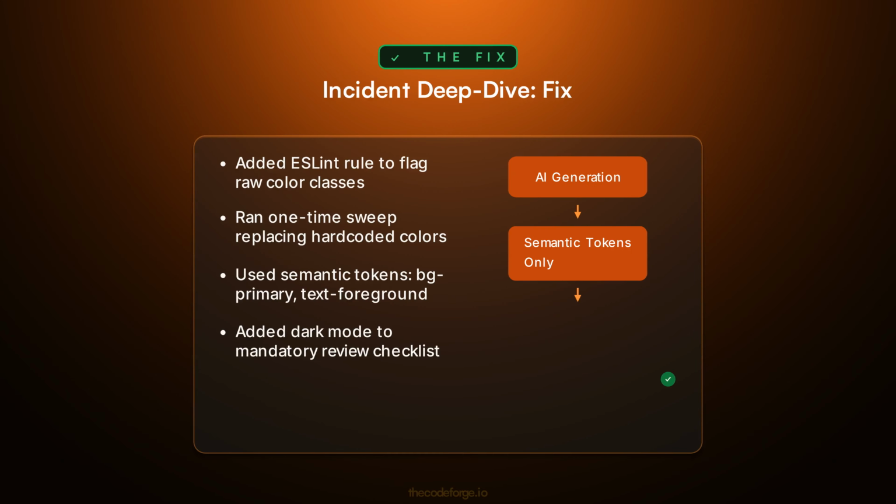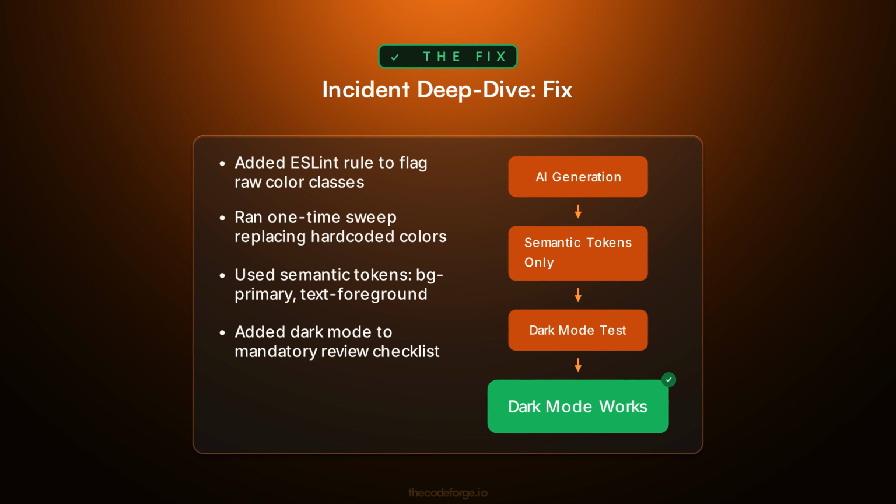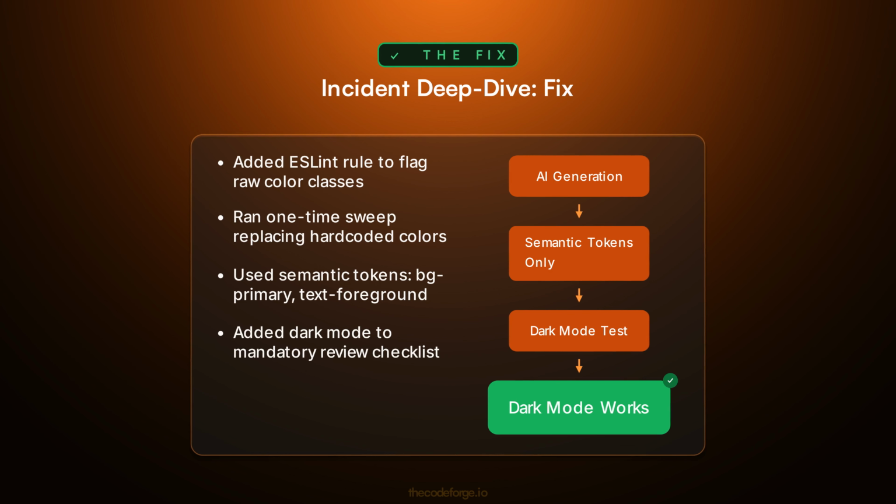The fix involved 3 steps. First, we added a custom ESLint rule that flags any Tailwind class referencing a raw color value. Second, we ran a one-time sweep across the component directory and manually replaced all hard-coded colors with semantic design tokens like bg-primary and text-foreground. Third, we added dark mode rendering to the mandatory review checklist for all generated components.